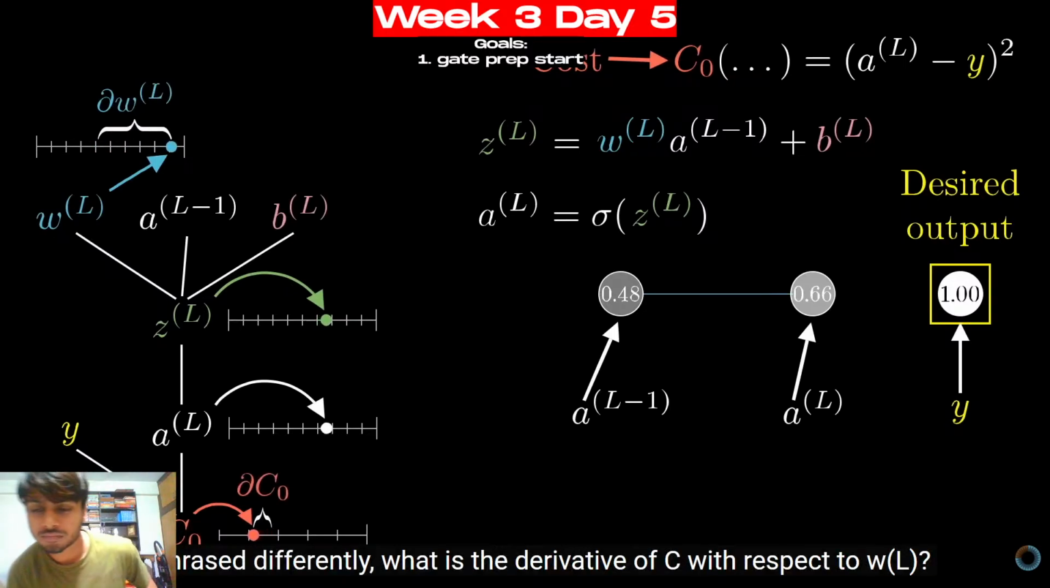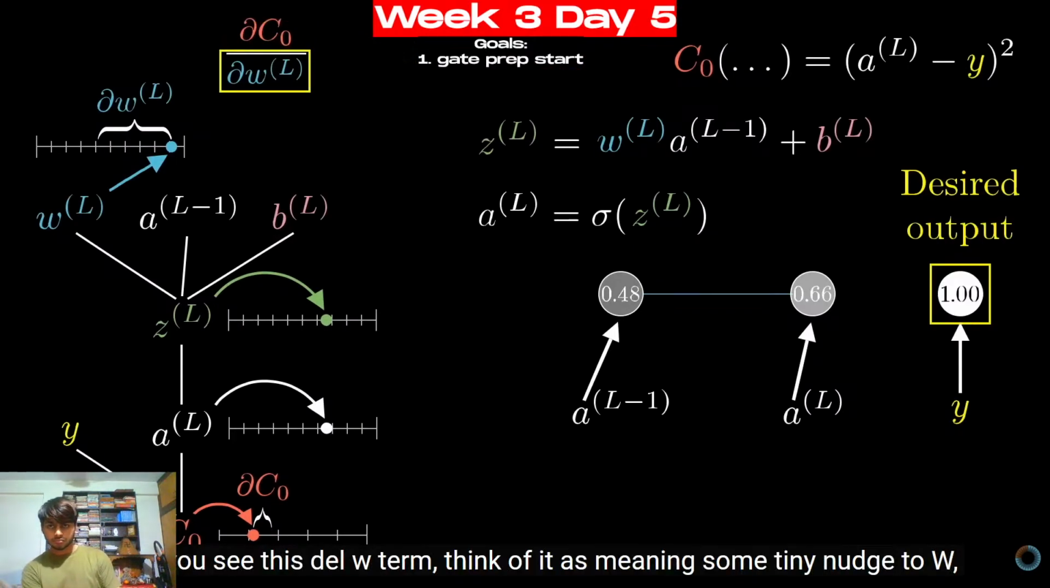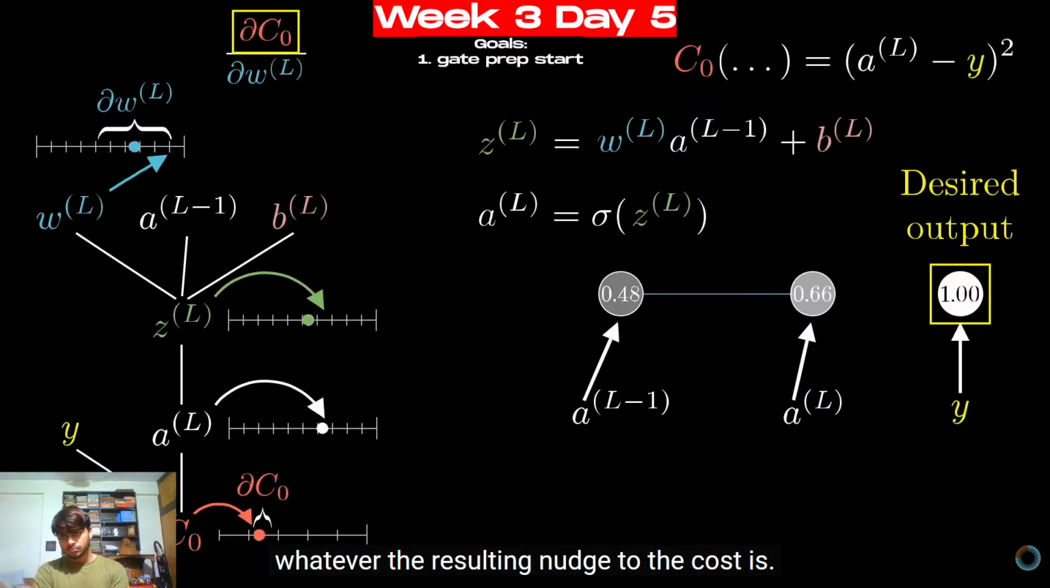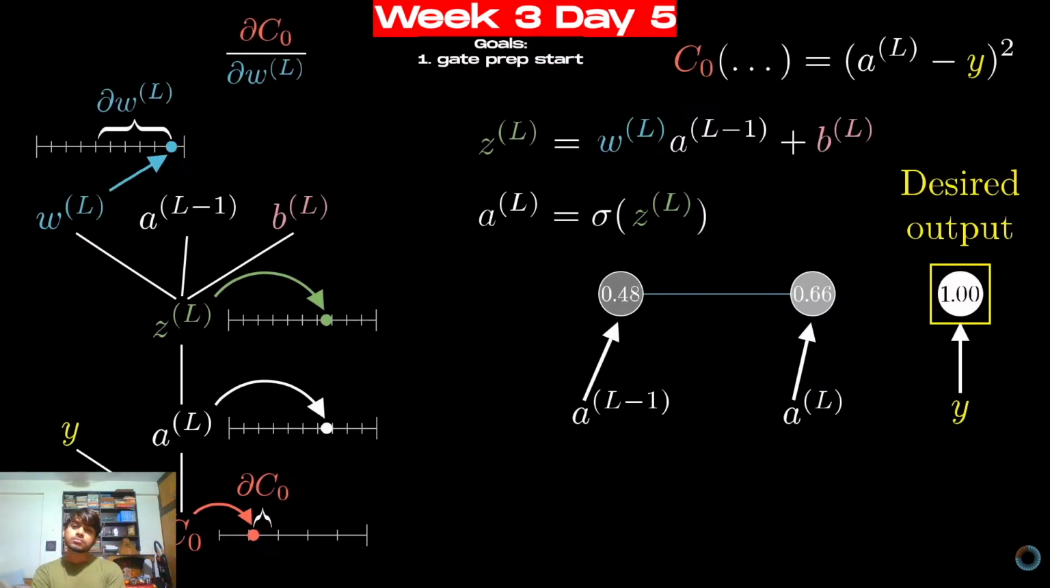Or phrased differently, what is the derivative of C with respect to WL? When you see this del W term, think of it as meaning some tiny nudge to W, like a change by 0.01. And think of this del C term as meaning whatever the resulting nudge to the cost is. What we want is their ratio.